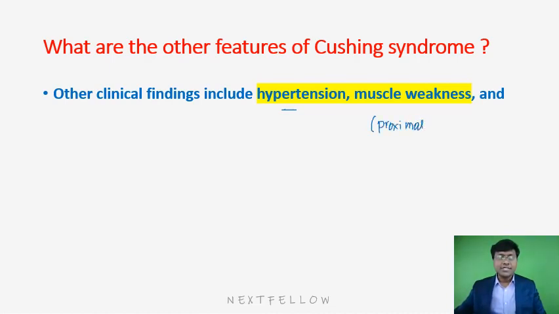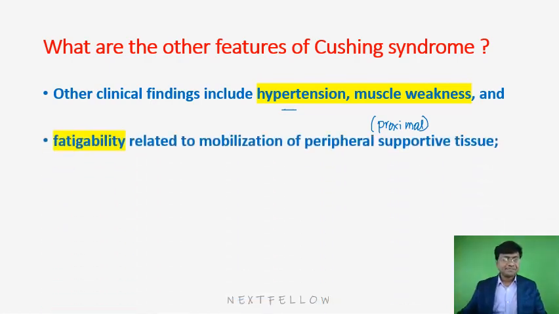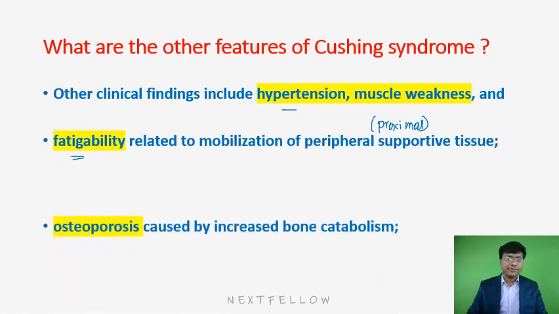Now, why is it that they will have proximal muscle weakness? That is because the steroids, when they are produced in excess quantity, will cause proteolysis. They will cause the breakdown of the proteins, because of which there will be proximal muscle weakness. The proteins in the body are mainly localized within the muscle, so there will be muscle breakdown resulting in muscle weakness. Then there will be fatigability related to mobilization of the peripheral supportive tissue.